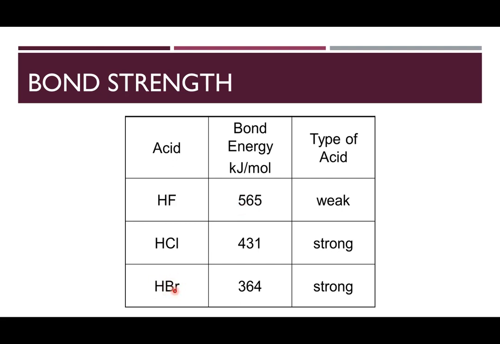Bigger atoms, so bromine's a bigger atom. Those electrons are a little further away from the nucleus. It makes it a little bit weaker. So although there is a big difference in the electronegativity between hydrogen and fluorine, there's a lot of energy that would have to go into that to break that bond apart. So hydrofluoric acid is actually a type of a weak acid. So even though the electronegativity difference is large, it's really hard to pull those two apart. So this would fall into the category of a weak acid.